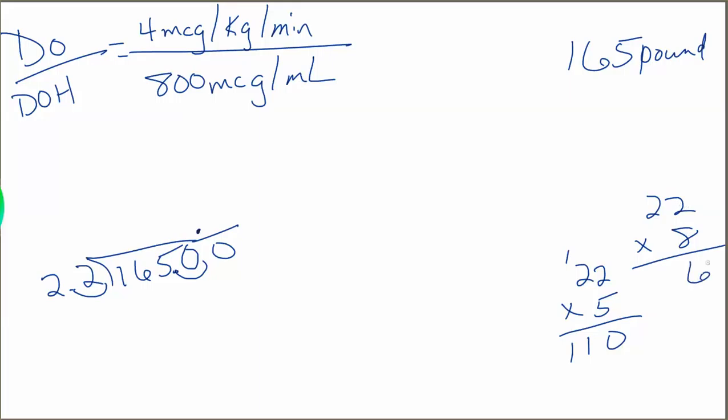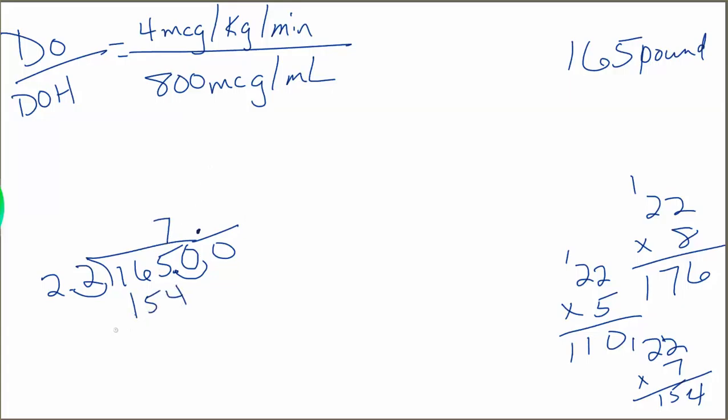2 8s are 16. That's going to give us 176. A little too high, so we're going to go with 7. 22 times 7: 2 times 7 is 14, and 2 times 7 is 14, but we have to add the 1, and that gives us 154. So I think that's about as close as we're going to get. So this is going to be a 7.